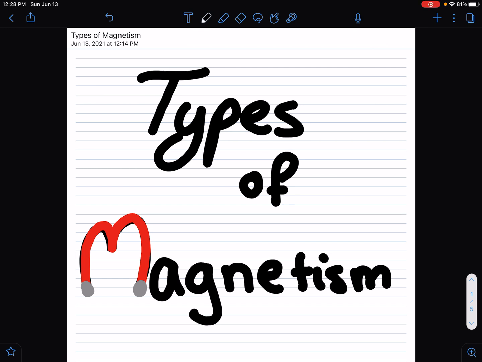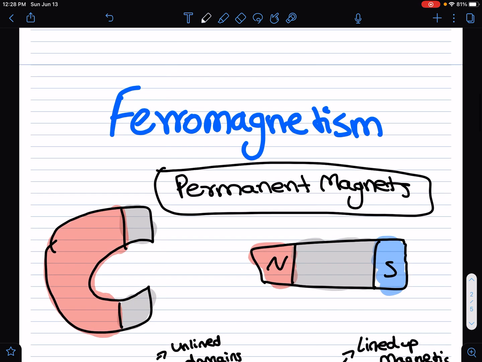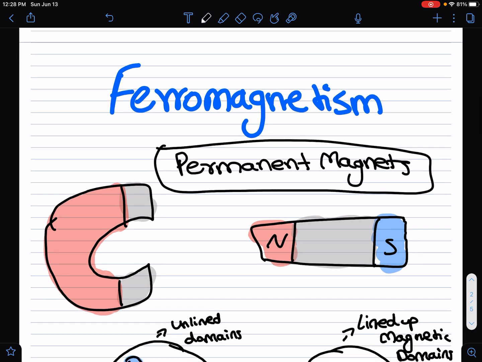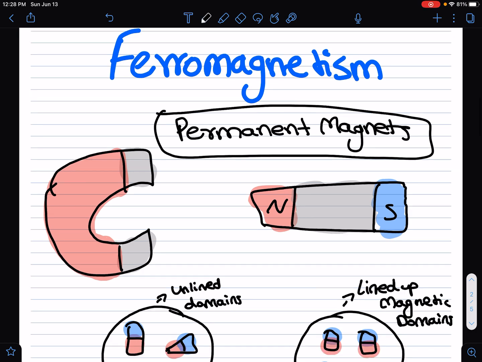Okay, so this is going to be a quick introduction into the types of magnetism. There are three main types of magnetism, the first one being ferromagnetism. This is the one that most people are familiar with. Ferromagnets are permanent magnets. They're your classic horseshoe magnets or your classic bar magnets with the north and south pole.